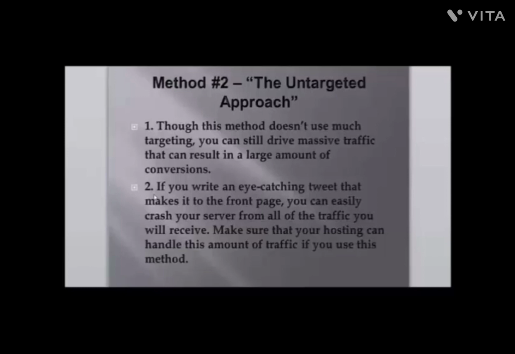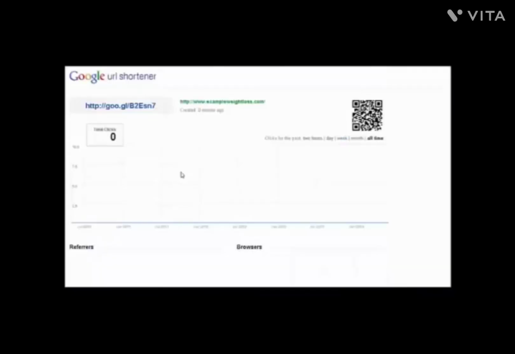But it should also be noted that if you write an eye-catching tweet that makes it to the front page, you can easily crash your server from all the traffic you will receive. So, like I say, make sure that your hosting can handle this amount of traffic if you use this method. I mean, I have literally crashed my server in seconds, and if you crash your server, then no amount of traffic is going to help you, and it's all going to be wasted. Okay guys, so I made another shortened URL to test the untargeted approach and show you just how insane the amounts of traffic can be.